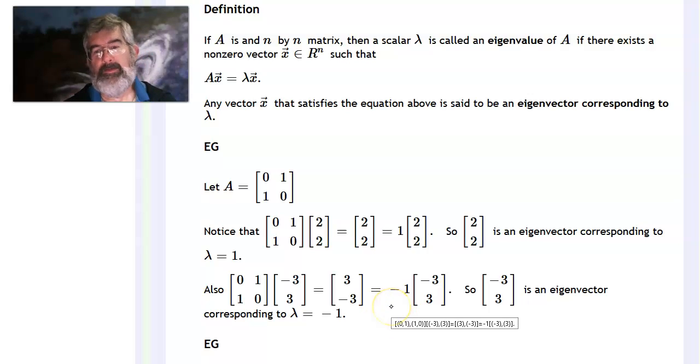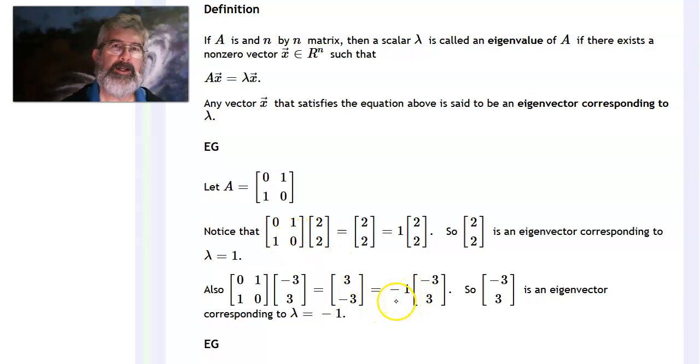As it turns out, although I'm not proving this at the moment, those are the only two eigenvalues for this matrix, 1 and minus 1. And the eigenvectors corresponding to the first eigenvalue are all the vectors that lie along the line y equals x, and all the eigenvectors corresponding to minus 1 are the vectors that lie along the line y equals minus x.